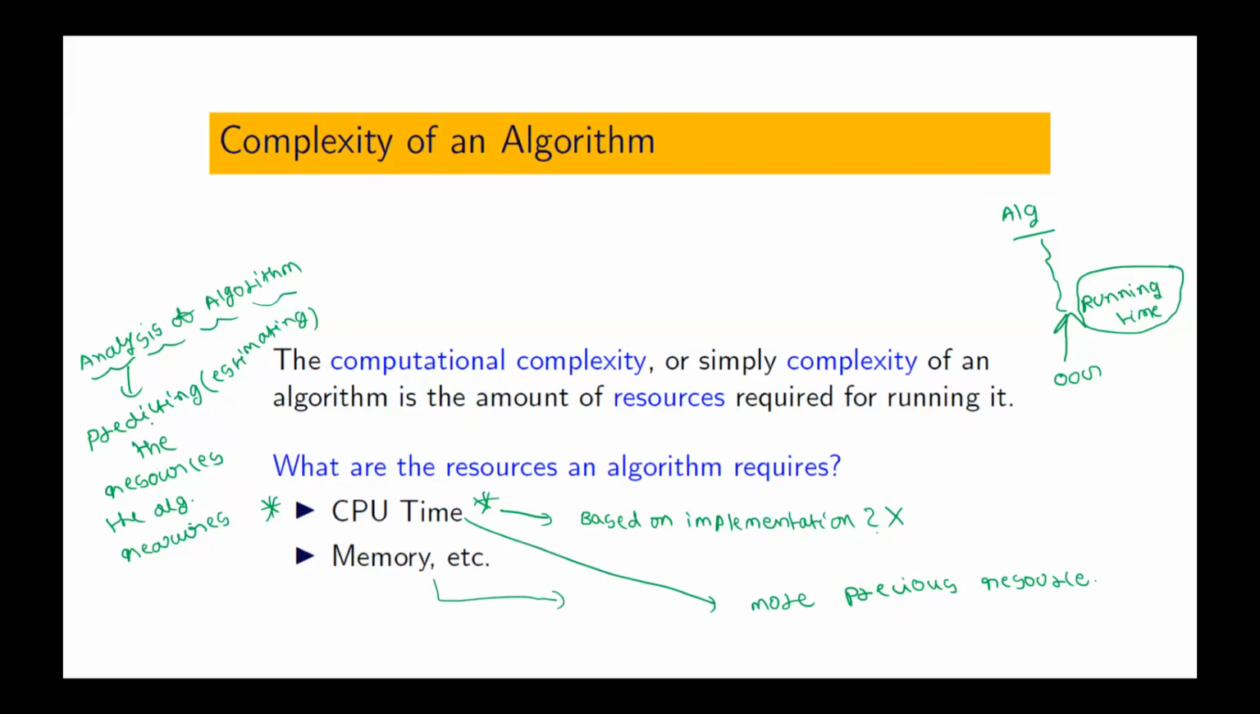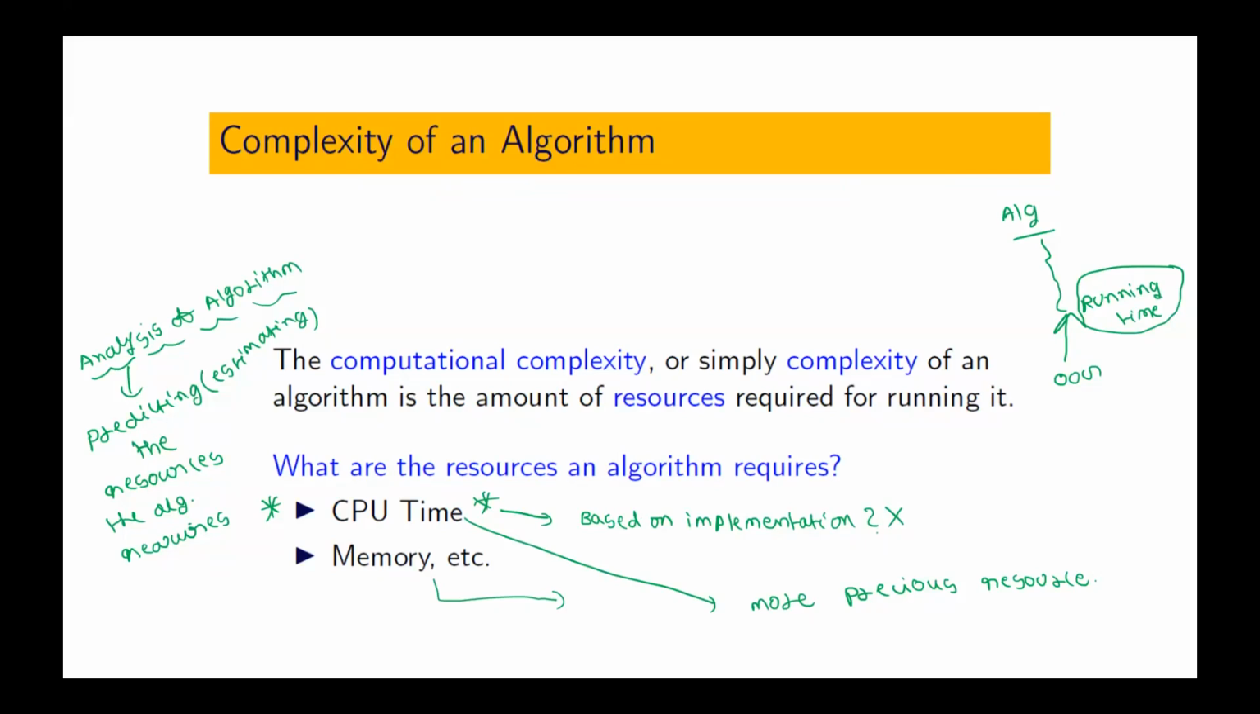Why are we saying that we are predicting or estimating? We are not actually going for implementation. By looking at the algorithm itself, we are saying this is called analysis of algorithm. It means estimating the amount of time our algorithm takes when we go for implementation, and estimating the amount of space our algorithm requires when we go for implementation. That is called predicting the resources, that is analysis of algorithm.